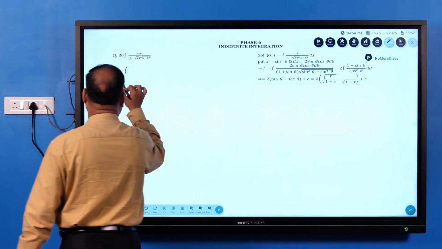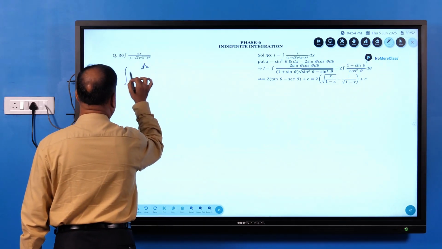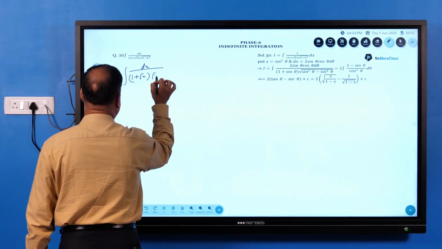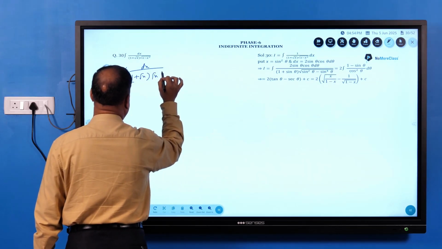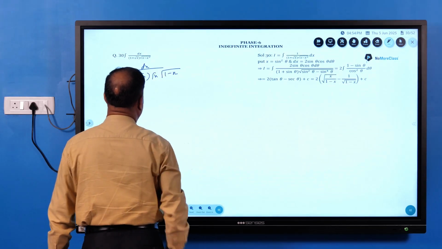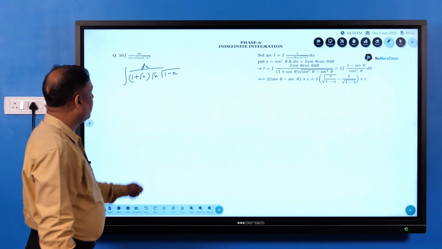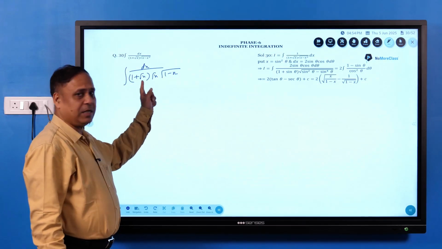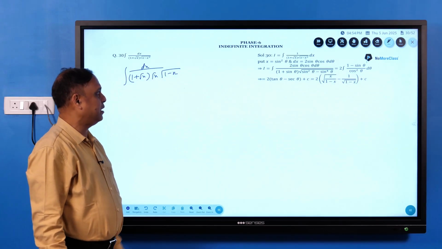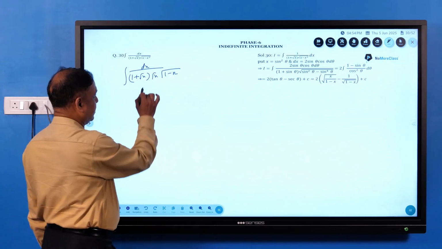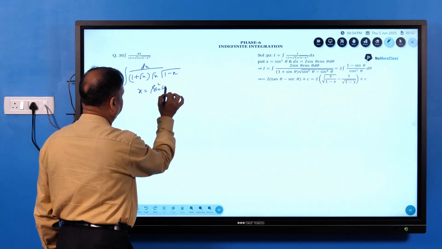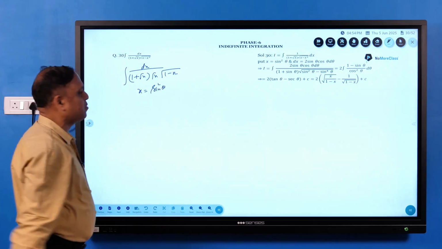First of all, if you write this as dx upon 1 plus under root x, then under root x I will take outside, then I will get under root of 1 minus x. Now I have the problem, there are too many complex things. 1 plus is also there, 1 minus is also there, and under root x is also there. But if I put x equal to sine square theta, then a lot of my problems will be solved.